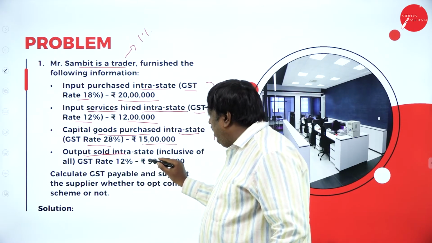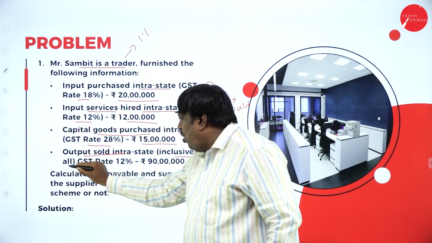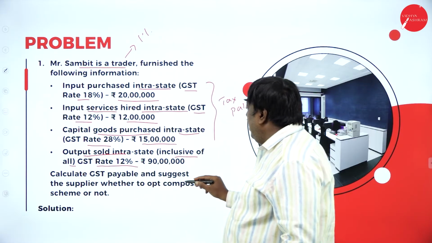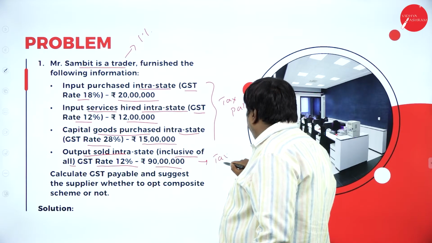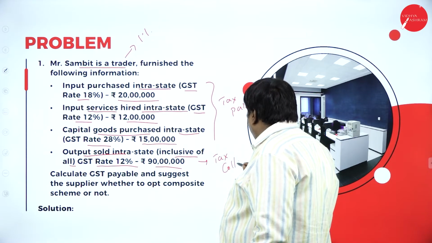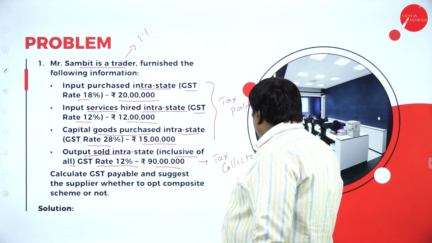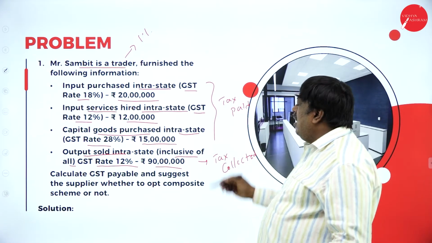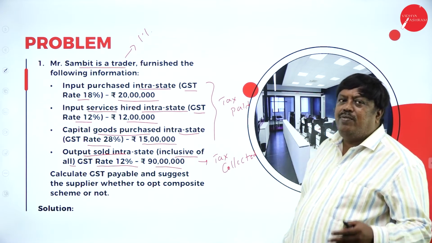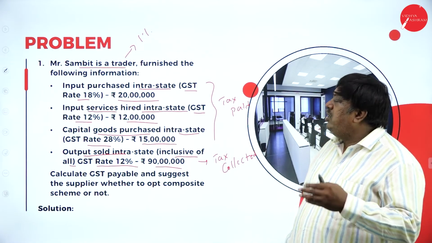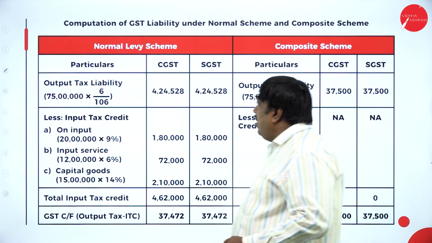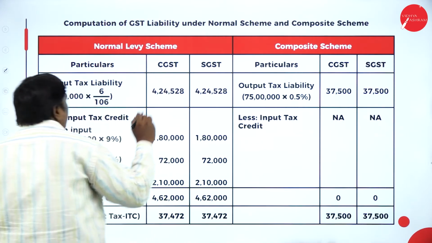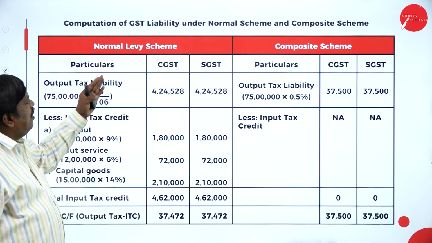Output sold intra-state inclusive of all, GST rate 12%, 90 lakhs. This is tax collected. From the tax collected, less tax paid, the remaining is the amount of GST payable by the trader. Let us understand the concept easily. Now, let us solve under the normal levy scheme.